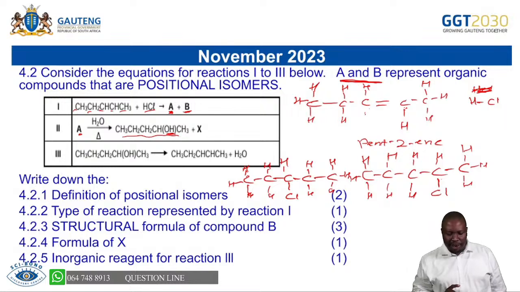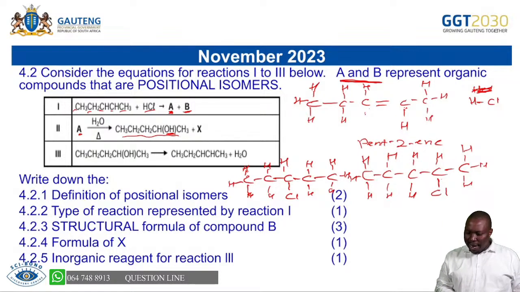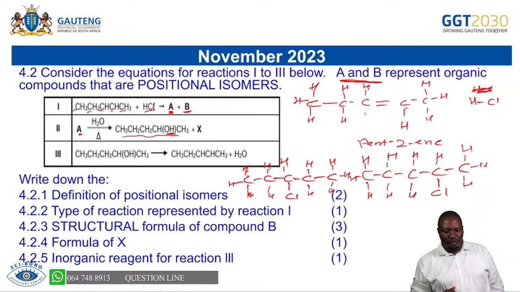I hope you are moving with me. 2-chloropentane will be our A because we're going to replace the chloro with the OH in carbon number 2. So hence we are saying the structure of A will be the one where the chloro is in carbon number 2, which is 2-chloropentane. I hope we are moving together on that one.